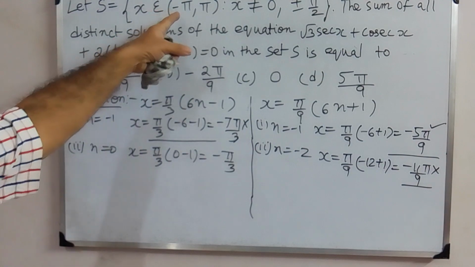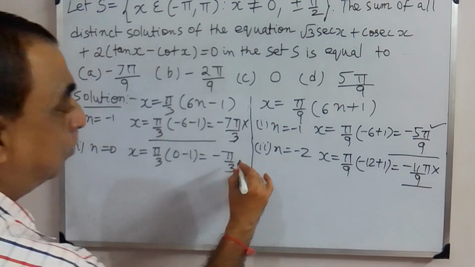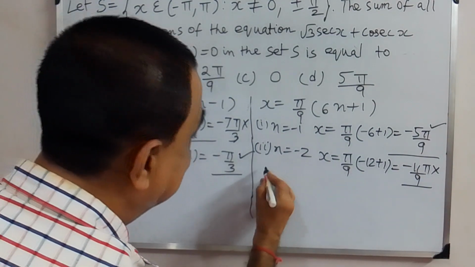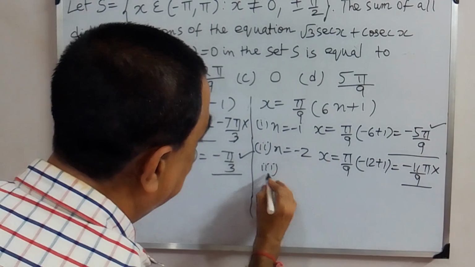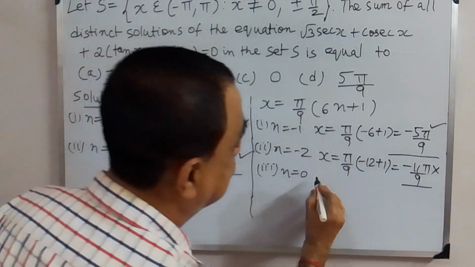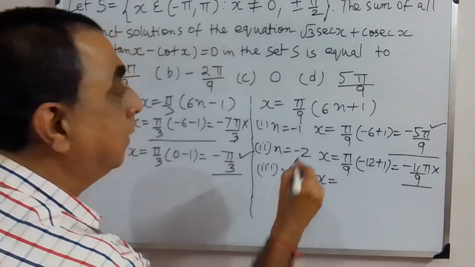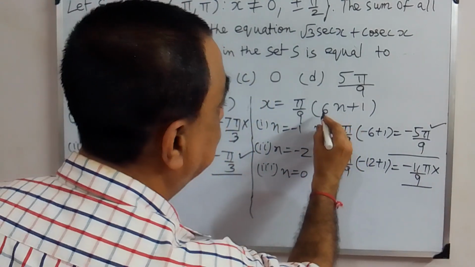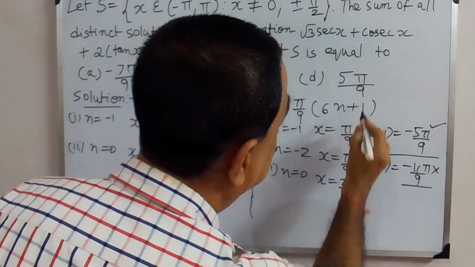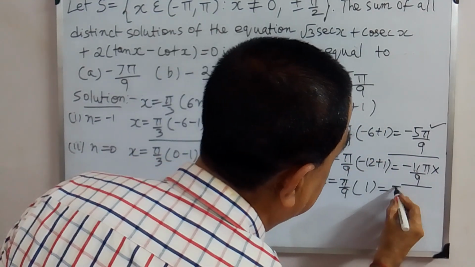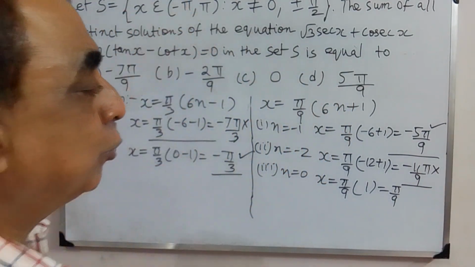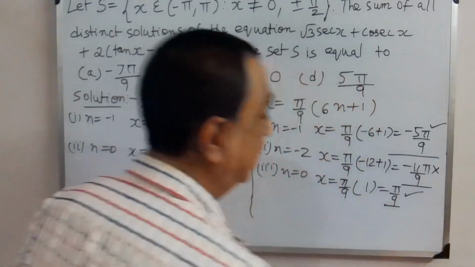Minus pi by 3 is bigger than minus pi, so this value of x will be accepted. Now let us check for n equals 0. Putting n equals 0, what value of x am I getting? 6 into 0 will be 0, and 0 plus 1 will be 1. So that is pi by 9, and pi by 9 is lying in this range, so this value will be accepted.